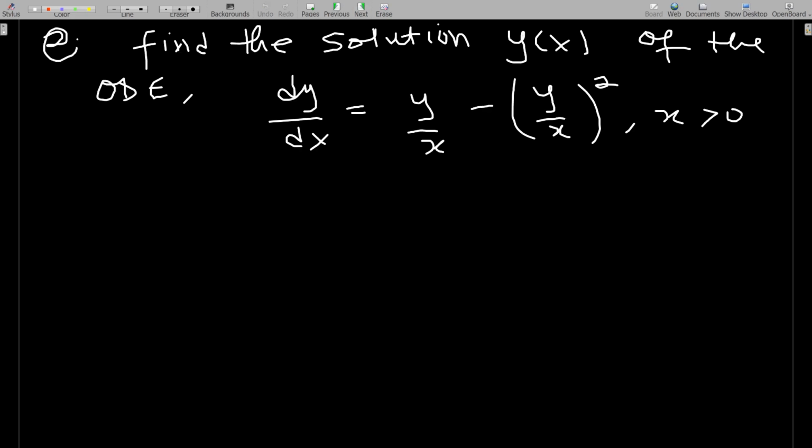So now let's go through the second one. The second and the third questions are very easy.